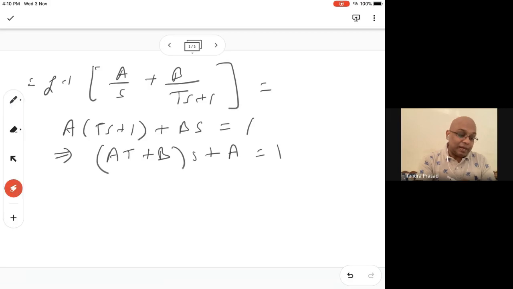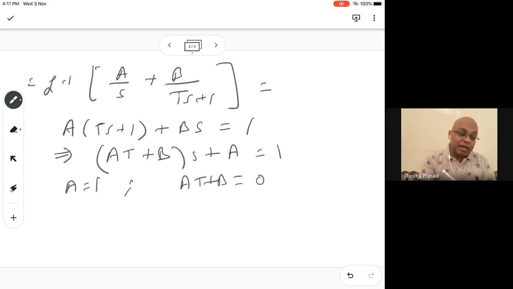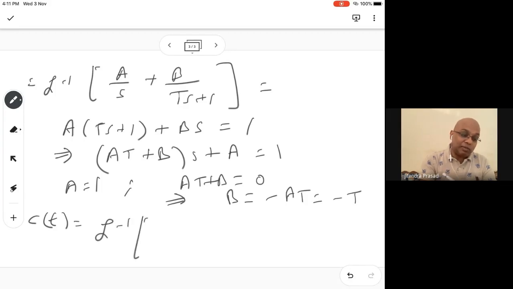So from here we see that A equals 1 and AT plus B equals 0, which gives B equal to minus AT, and since A is 1, B equals minus T. Hence c(t) is the Laplace inverse of 1 over s, plus minus T over (Ts plus 1). Right?